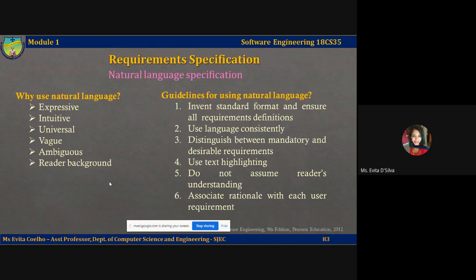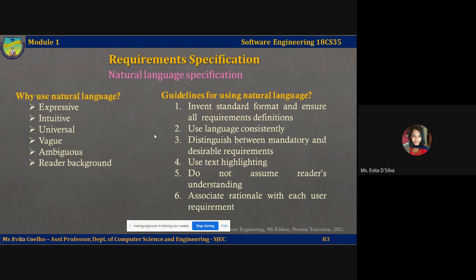In order to minimize the misunderstanding, it is recommended that you follow these simple guidelines whenever you're using natural language. First, invent a standard format and ensure that all requirements definitions adhere to the format. Standardizing the format makes omissions less likely and the requirements much easier to check.